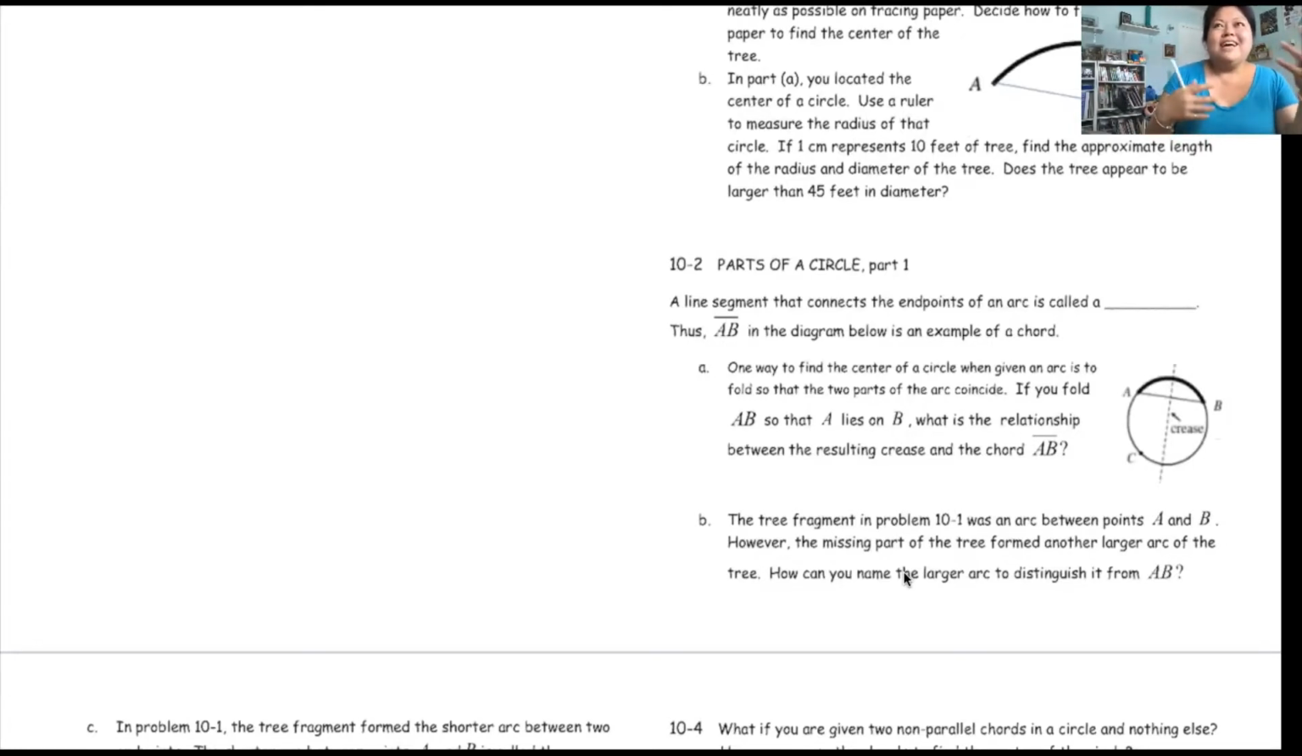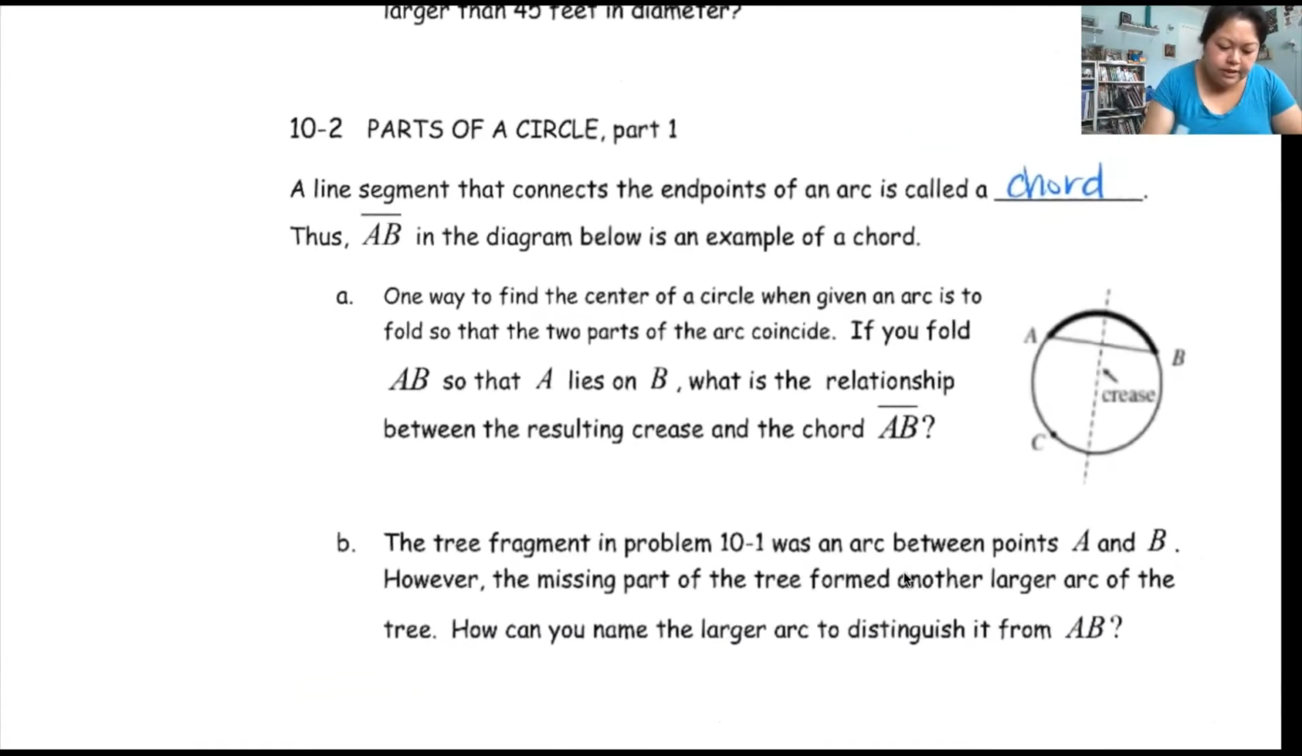So a chord is kind of like an incomplete diameter. It doesn't go all the way from one end to another. It just connects 2 sides. So this is called a chord. Thus, AB in the diagram below is an example of a chord. So here's AB right here.